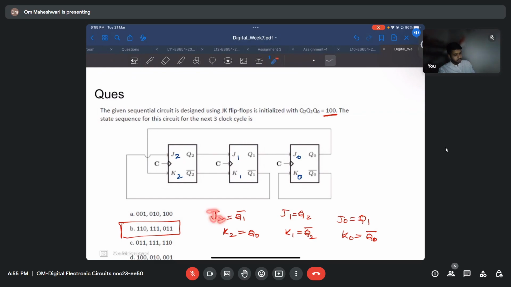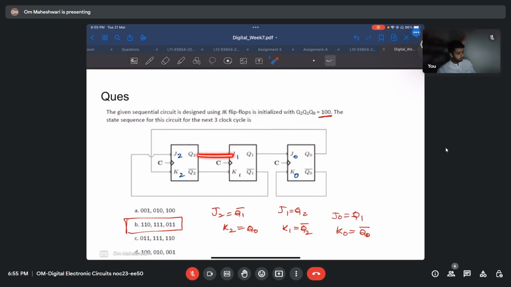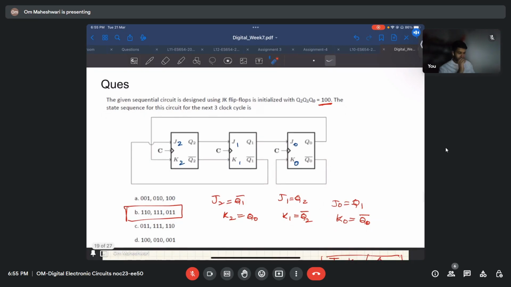J2 is connected to Q1 bar. So J2 is Q1 bar. K2 is Q0. J1 is Q2. K1 is Q2 bar. J0 is Q1. And K0 is Q0 bar. So till here it's fine, right?